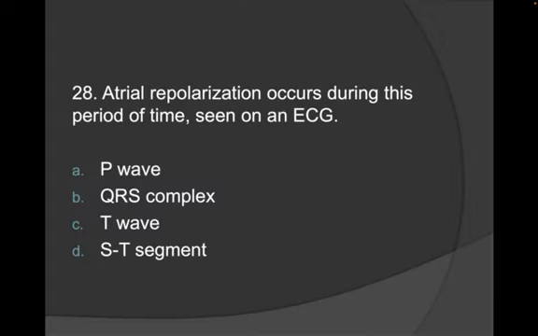Atrial repolarization during this period of time is seen on an ECG. Atrial repolarization. Sorry. Atrial repolarization occurs during this period of time seen on an ECG. Which one? C is nothing to do with atrium. P wave, atrial repolarization.